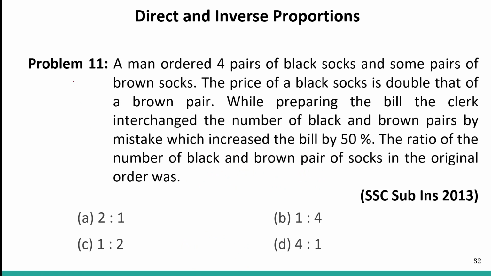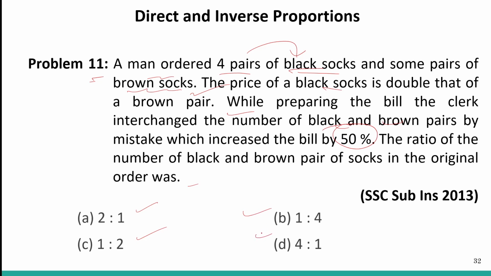So let's see problem number 11. A man ordered 4 pairs of black socks and some pairs of brown socks. The quantity is not specified. The price of black socks is double that of the brown pair. While preparing the bill, the clerk interchanged the number of black and brown pairs by mistake, which increased the bill by 50%. The ratio of the number of black and brown socks in the original order was, is it 2:1, 1:2, 1:4 or 4:1?